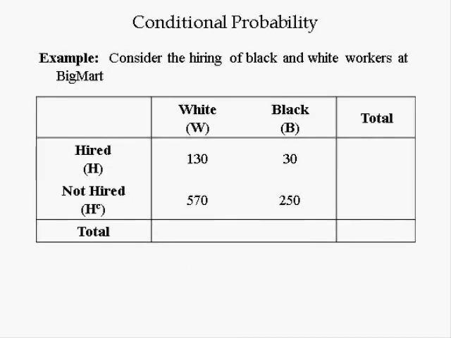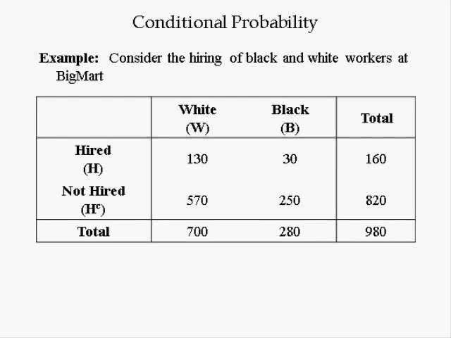The hypothetical example below shows how many black and white workers are hired or not at Big Mart. There are 130 white workers and 30 black workers hired, but 570 white workers and 250 black workers were not hired. 700 white workers applied for work at Big Mart. 280 black workers applied for work at Big Mart. 160 workers were hired by Big Mart. 820 were not hired by Big Mart. There were a total of 980 applicants that want to work at Big Mart.